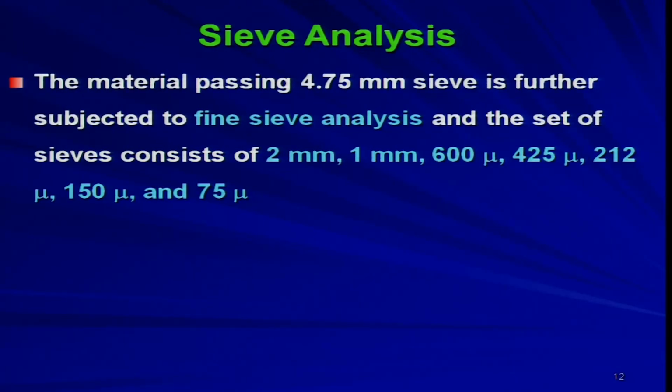The material passing the 4.75 millimeter sieve is further subjected to fine sieve analysis, and the set of sieves consists of 2 millimeter, 1 millimeter, 600 micron, 425 micron, 212 micron, 150 micron and 75 micron. These sieves will be stacked together, and whatever has passed through the 4.75 millimeter sieve will be put on top of the 2 millimeter sieve, and then the whole stack will be shaken by the sieve shaker, and you will get the gradation.